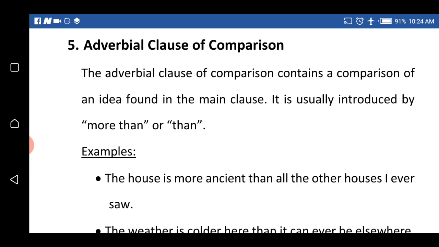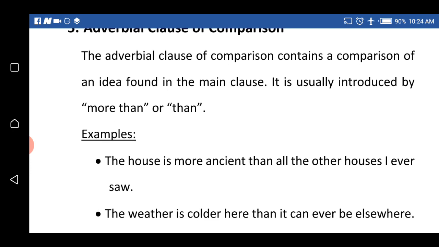Examples. Example 1. The house is more ancient than all the other houses I ever saw. Example 2. The weather is colder here than it can ever be elsewhere.